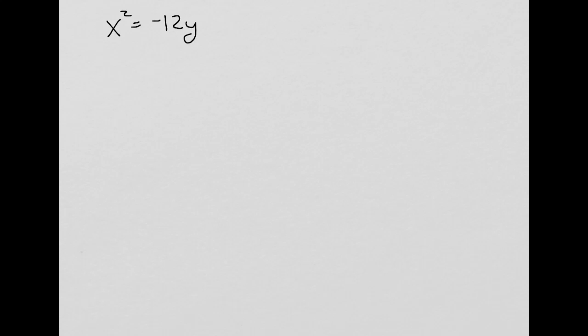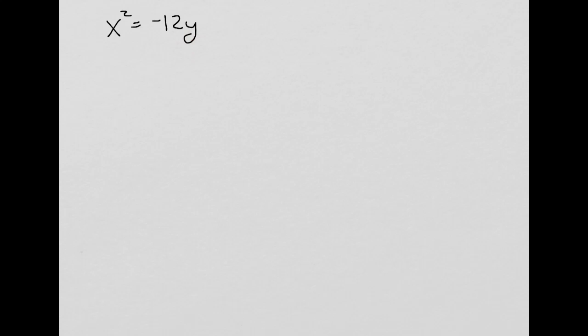Here we're given this equation, x squared is equal to negative 12y. So you want to sketch the graph of this parabola, right? Which means we're going to have to find the vertex, the focus, and the directrix. So we can see right away that the vertex is going to be at 0, 0. It's going to be at the origin.